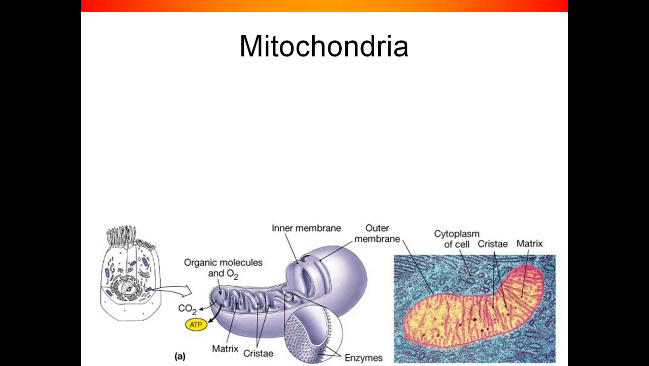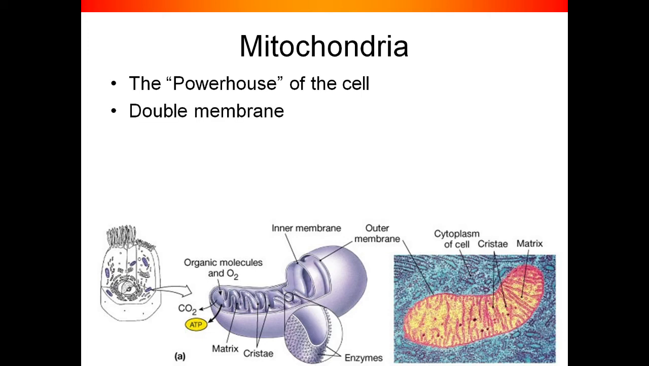Next up, we have the mitochondria. Now, the mitochondria are often known as the powerhouse of the cell, right? What does that mean, powerhouse of the cell? What it means is the mitochondria are going to be responsible for producing ATP, and you can see ATP being produced here in this picture, okay?